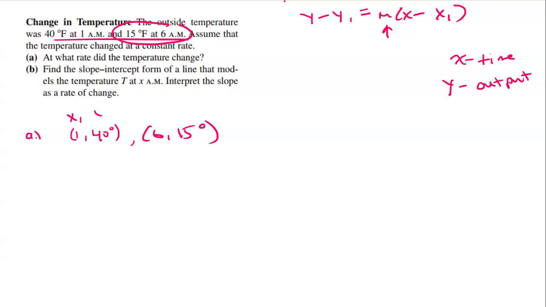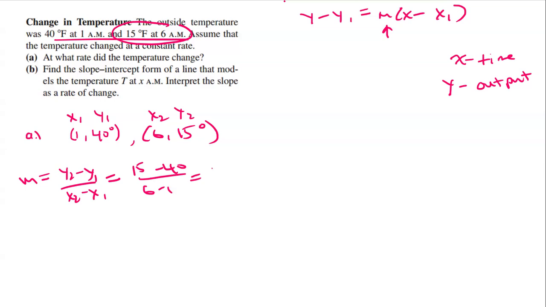So this will be our x1, y1, x2, y2. Our slope is y2 minus y1 over x2 minus x1. So y2 would be 15, minus 40, divided by 6 minus 1. Well, 15 minus 40 is negative 25, and 6 minus 1 is 5. So that's going to give us negative 5 degrees Fahrenheit per hour. So that's our m.